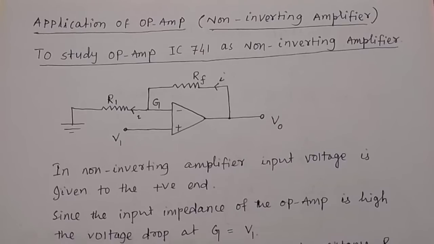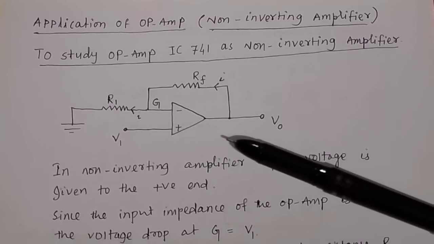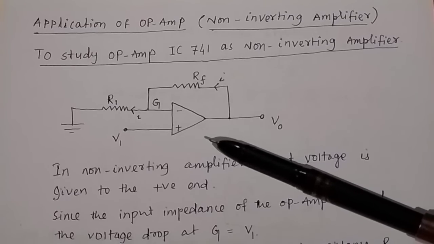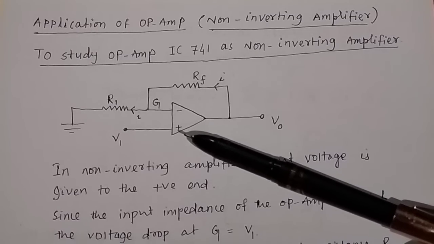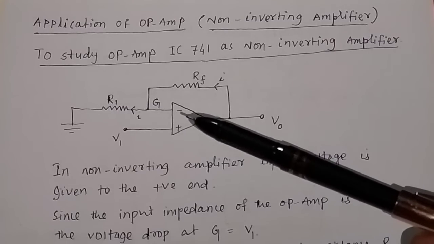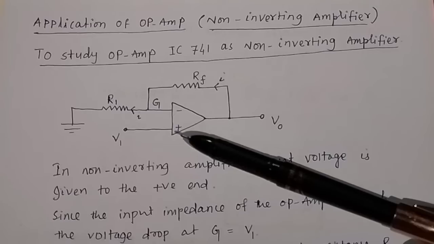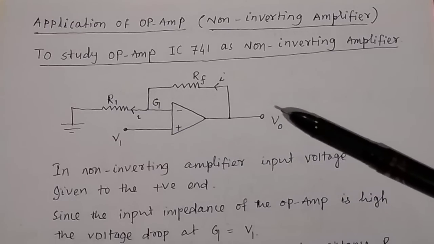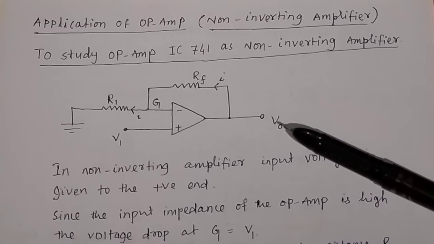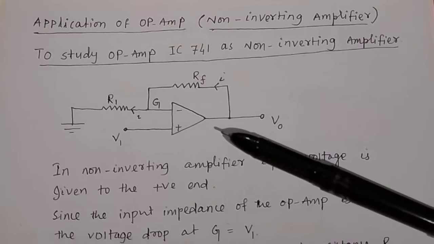In the previous video I discussed the inverting and non-inverting terminals of the operational amplifier. This is the basic circuit diagram for the operational amplifier, and this positive end is called the non-inverting end, and this negative end is called the inverting end. Non-inverting means the shape of the output signal will not change, but in an inverting amplifier the shape will change.